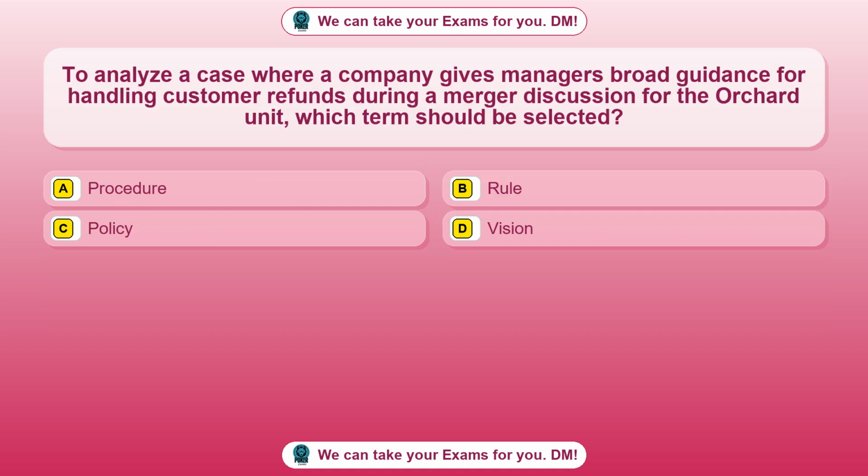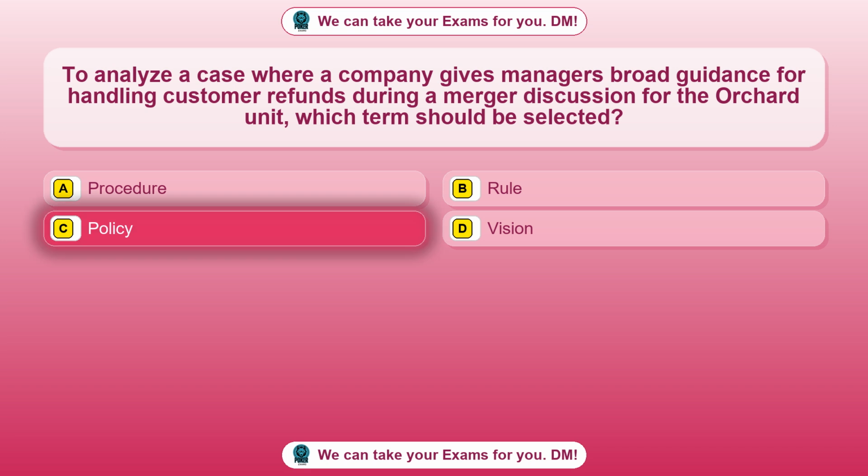Question 50. To analyze a case where a company gives managers broad guidance for handling customer refunds during a merger discussion for the orchard unit, which terms should be selected? Option A, procedure. Option B, rule. Option C, policy. Option D, vision. The correct answer is option C, policy.